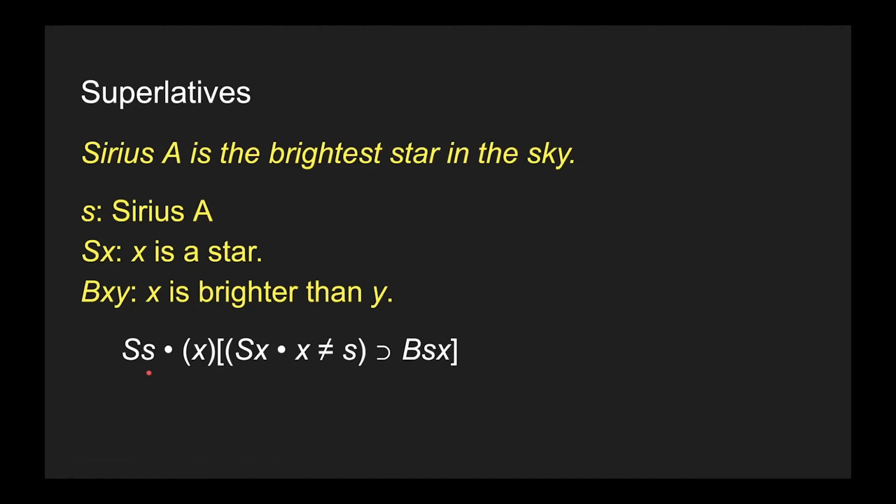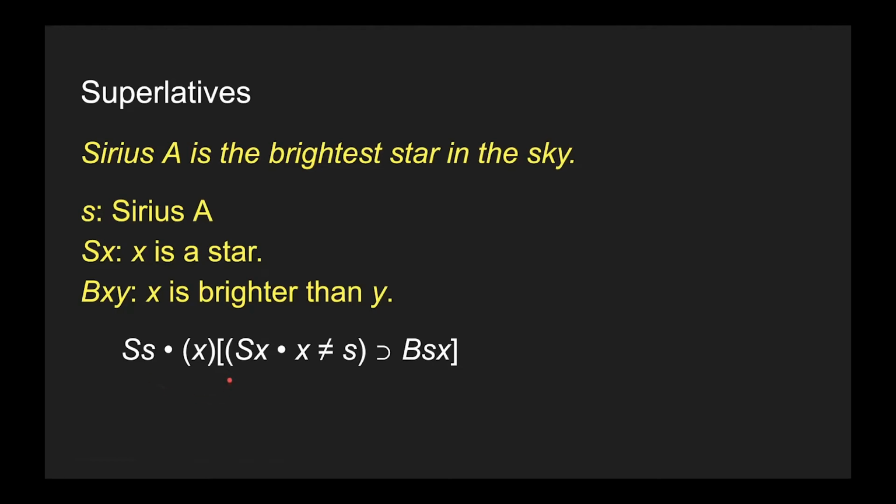First of all, we need to say that Sirius A is a star. That's what's going on here in the left-hand conjunct, Ss. Capital letter S being the predicate is a star, and the lowercase letter s standing for Sirius A. So Sirius A is a star. Then we need to say that for all the other stars that are not identical to Sirius A, Sirius A is brighter than all those other stars.